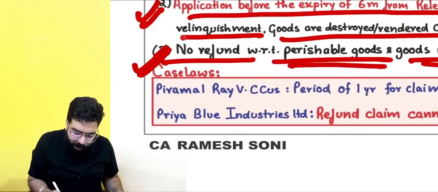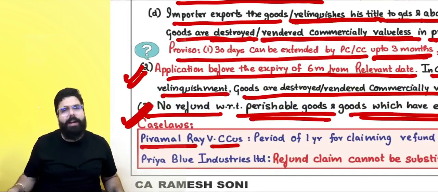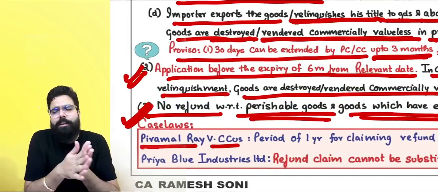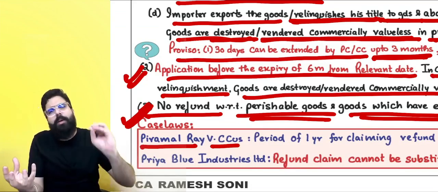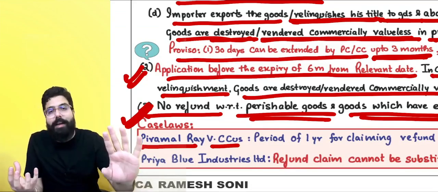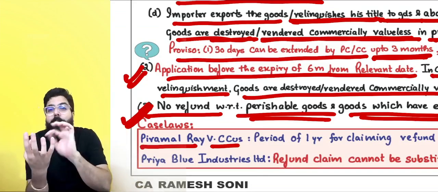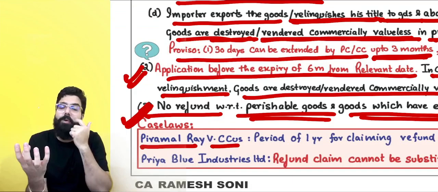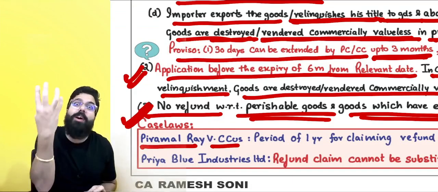Now there are two case laws. Piramal Ray versus Customs. In the Piramal Ray case, Piramal Ray imported some machine. On the machine, they paid crores in duty. For example, I'm telling you they paid duty in crores. But because of wrong classification, they paid the duty. On the machine, there was no duty at all. Duty was exempted.